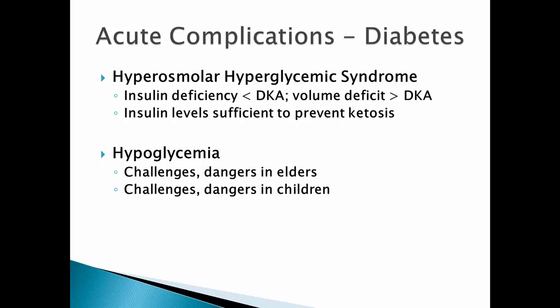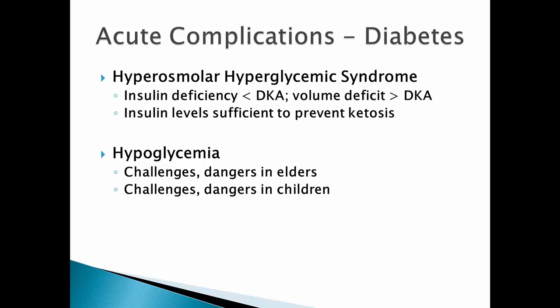The other acute complication in diabetes that's important is hyperosmolar hyperglycemic syndrome. This is what you'll see in type 2 diabetes more commonly. In this, the insulin deficiency is less than in diabetic ketoacidosis, but the volume deficit is greater. Again, the insulin levels are sufficient so that ketosis does not develop, but they have very, very high serum glucose levels. So this is the adult with type 2 diabetes that would come with a blood glucose level of 700, 800, 900, even into the low 1000s.